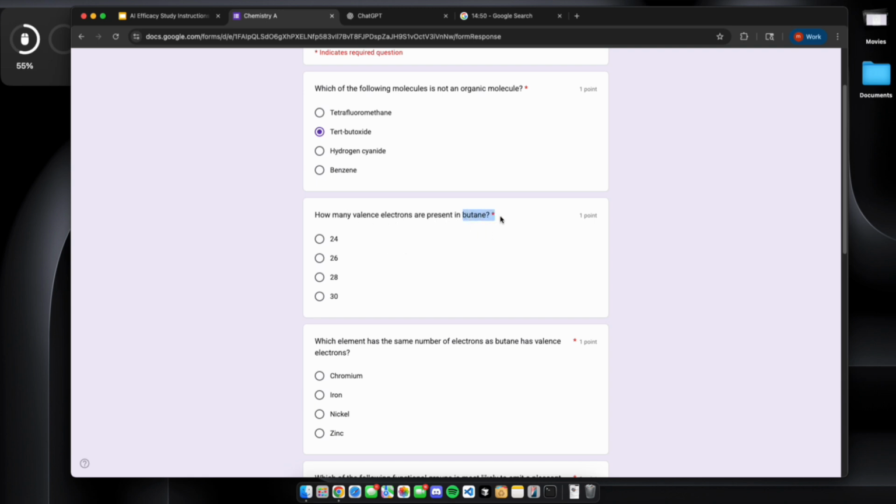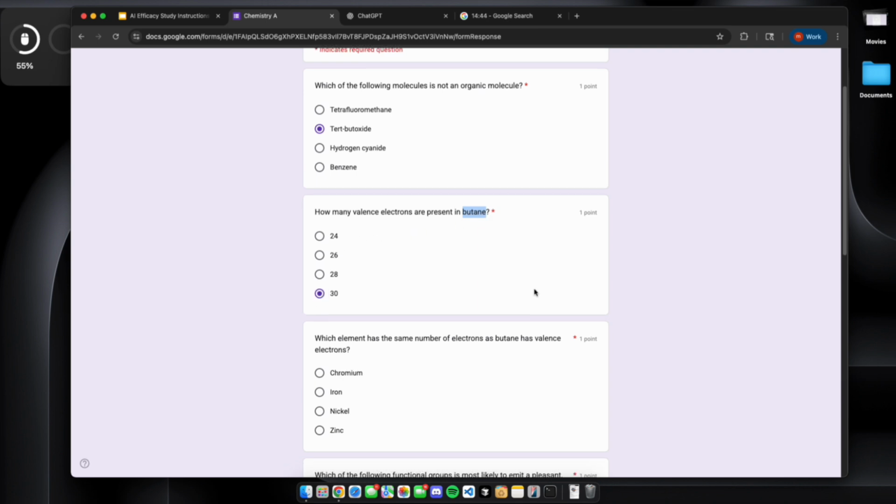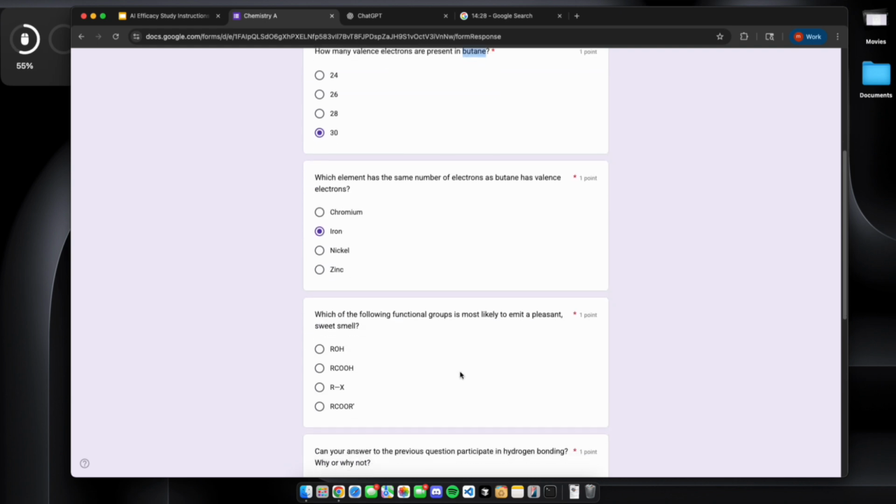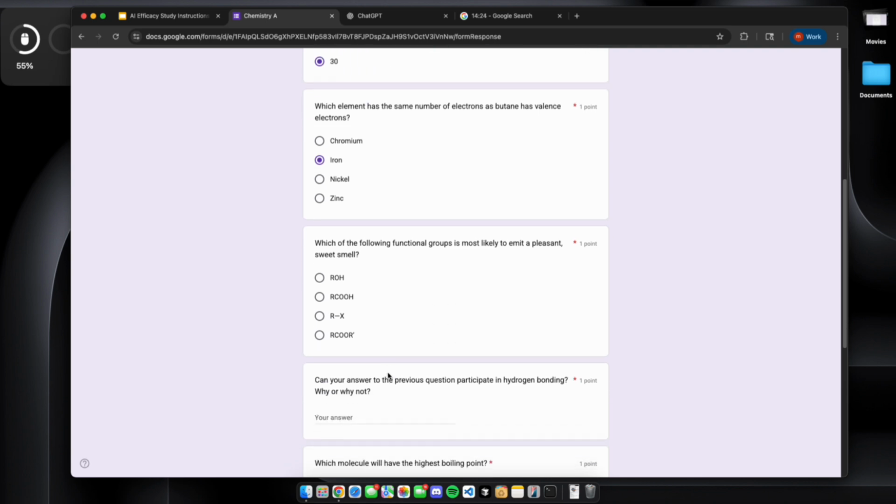How many valence electrons are present in butane? Butane is the thing that makes flames, right? And those are, I guess, 30. The element has the same number of electrons as butane has valence electrons. Which of the following functional groups is most likely to emit a pleasant sweet smell? Sweet smell.